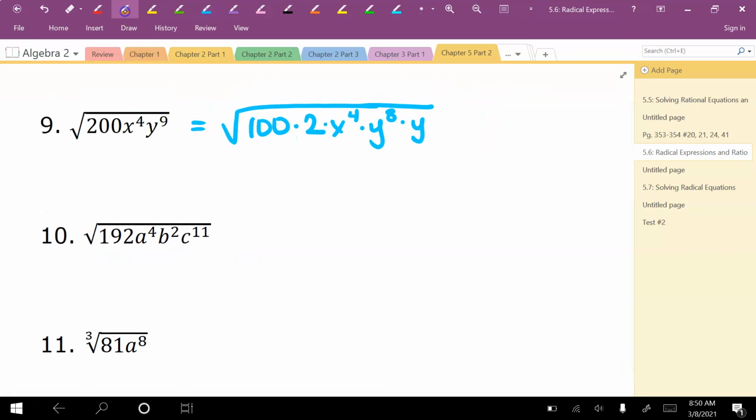Okay, so now let's simplify. The square root of 100 becomes 10. That takes care of that. I'm not going to be able to do anything with 2, so I'm going to leave that alone. I'm going to skip over now to x to the 4th. What does x to the 4th become? Squared. What does y to the 8th become? Good, to the 4th. And then what's left underneath the square root sign is a 2 and a y, and I can't do anything with those, so I had to leave them. 2y.